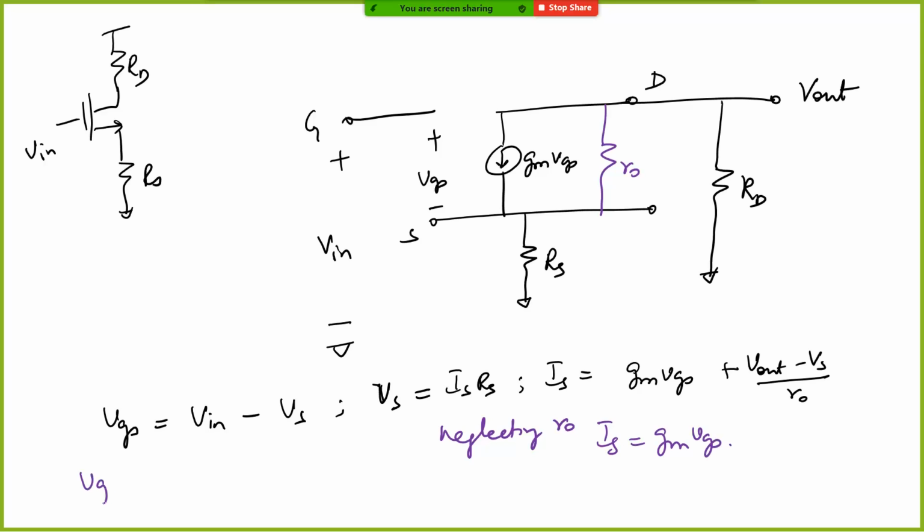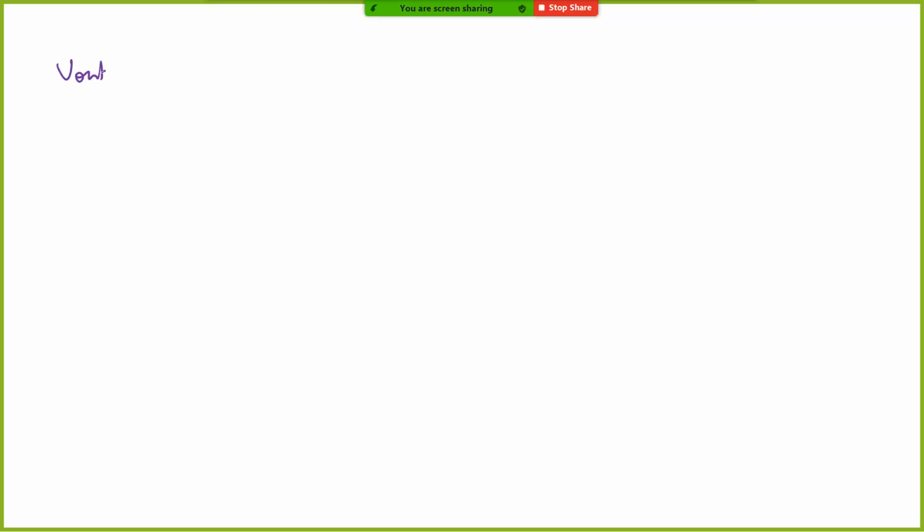So you substitute the whole thing: VGS becomes V in minus Is times Rs, which is GM VGS times Rs, correct? So what does this become? VGS into 1 plus GM Rs is equal to V in. So this is the equation. Now what is V out? V out is nothing but minus GM VGS into Rd. Now what is VGS?